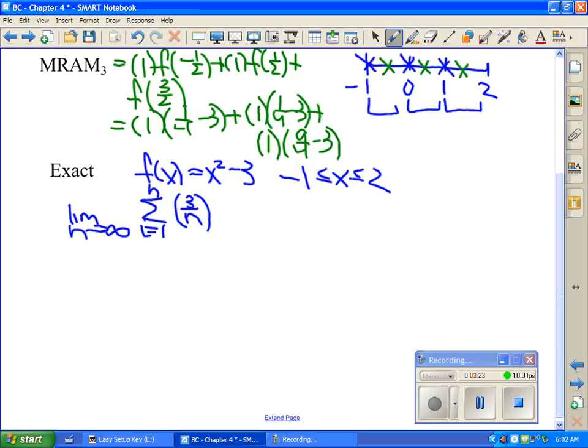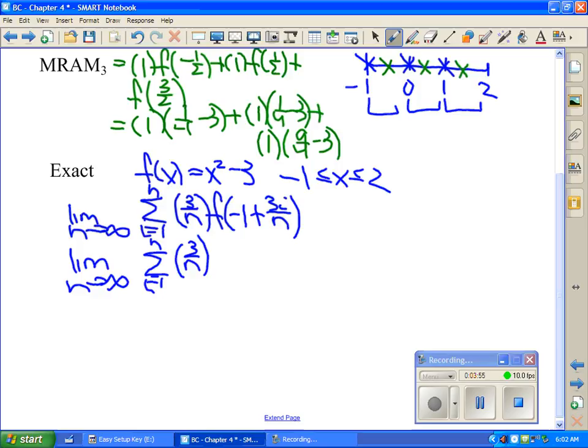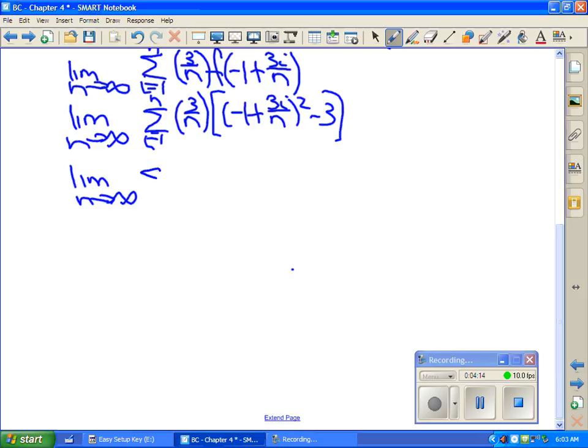So since this interval started from negative 1, we included the negative 1, and then plus 3i over n to represent the x value of each rectangle so that we can calculate the height correctly. So that was the general formula. And now we're going to start working it through. So we have the limit as n approaches infinity, summation of i equals 1 to n, 3 over n I'm going to leave in there, and now this negative 1 plus 3i over n I'm going to substitute into the function. So negative 1 plus 3i over n, quantity squared, minus 3. And now we're going to start working through the algebra, see what this comes out to equal. So the limit as n approaches infinity, summation i equals 1 to n, 3 over n, square everything, you're going to get 1 minus 6i over n plus 9i squared over n squared, minus 3.